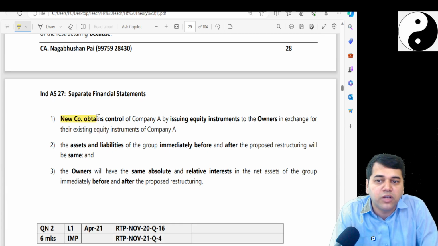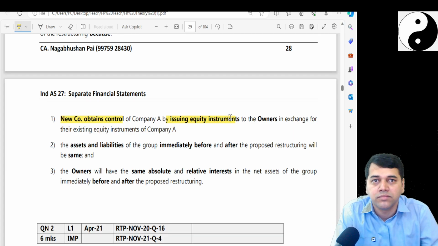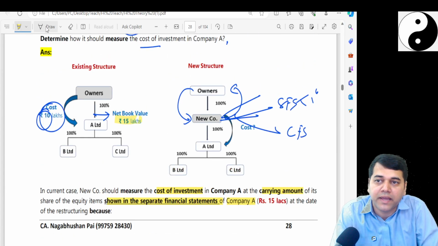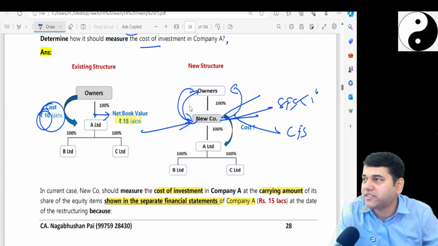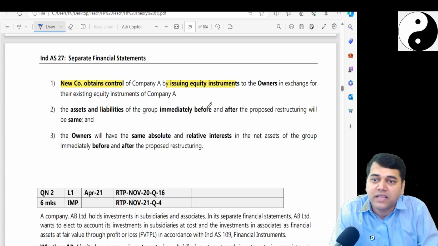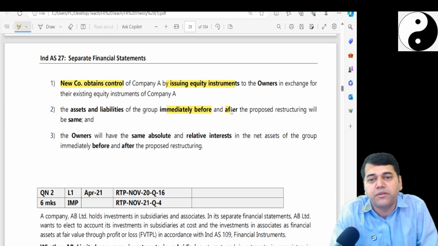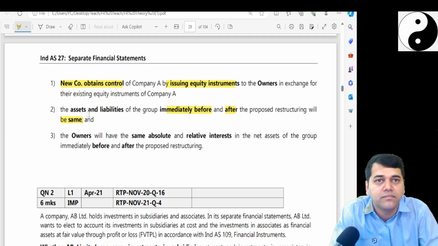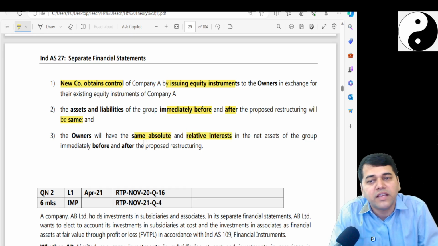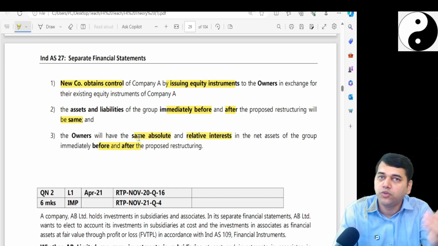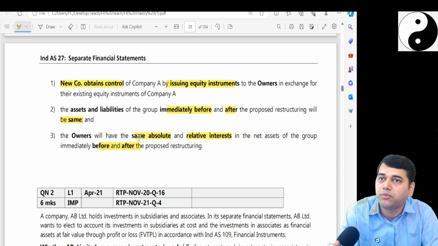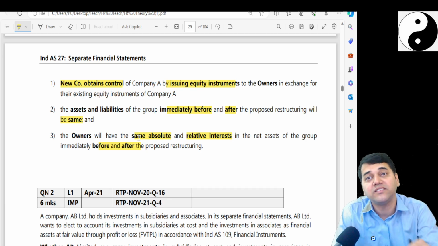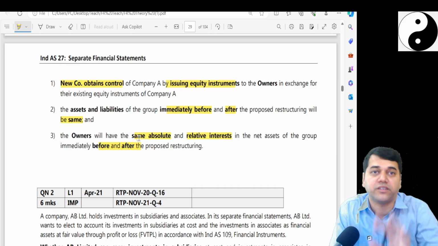So your answer is new company obtains the control by issuing its equity shares. Did it pay the cash? Did it raise a loan from the bank and issue the cash? No, it just issued its shares. Then the assets and liabilities immediately before and after remain the same. And owners have got the same. That's why your cost is nothing but your book value. So whatever book value was appearing in the balance sheet of A, that is considered as the cost of my equity shares.